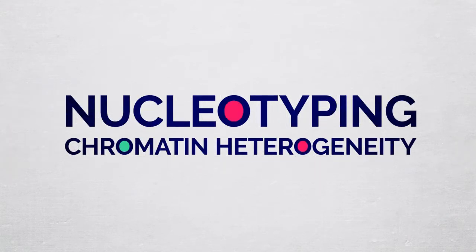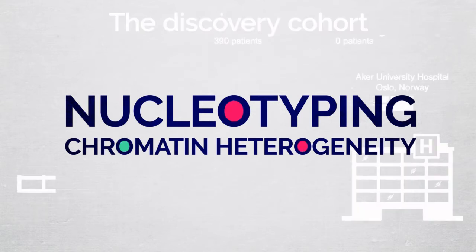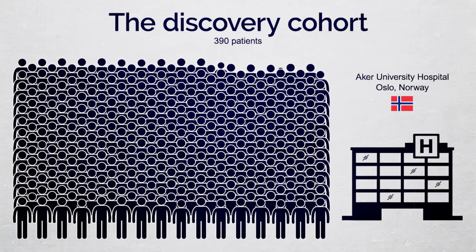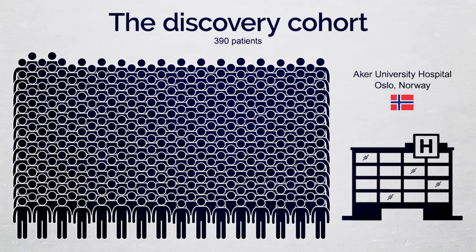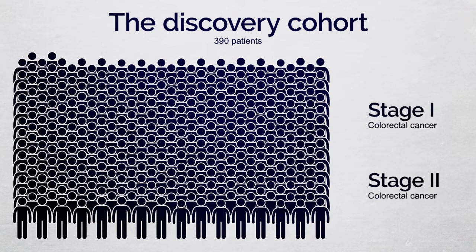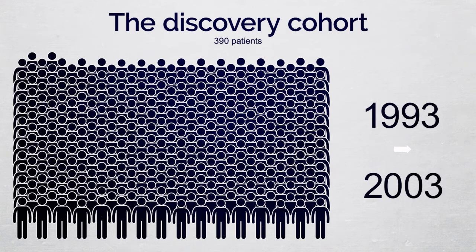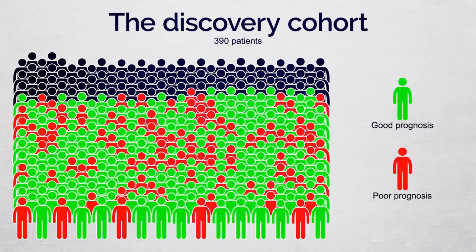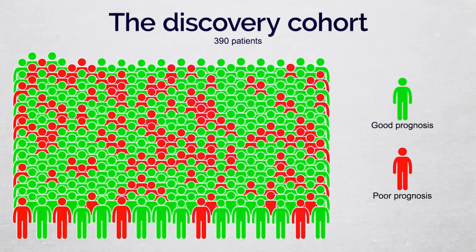This video will describe how we assess chromatin heterogeneity and summarize our validations of the marker. The marker was developed by training machine learning algorithms using a cohort of 390 patients treated at Aker University Hospital in Norway. These patients had stage 1 and 2 colorectal cancer and were resected between 1993 and 2003. Each cancer was labeled according to its severity, using extensive follow-up data.